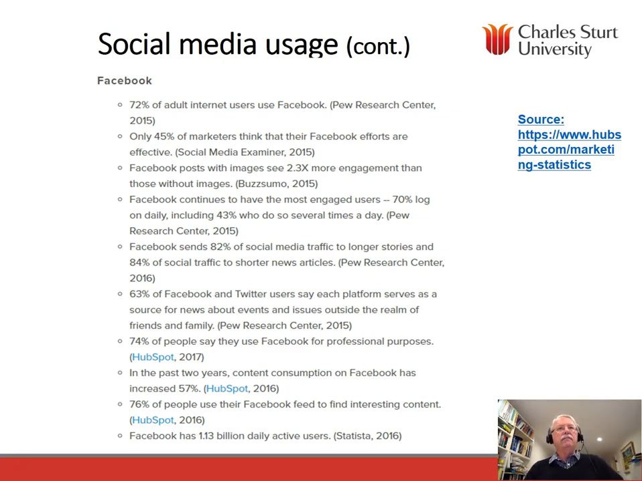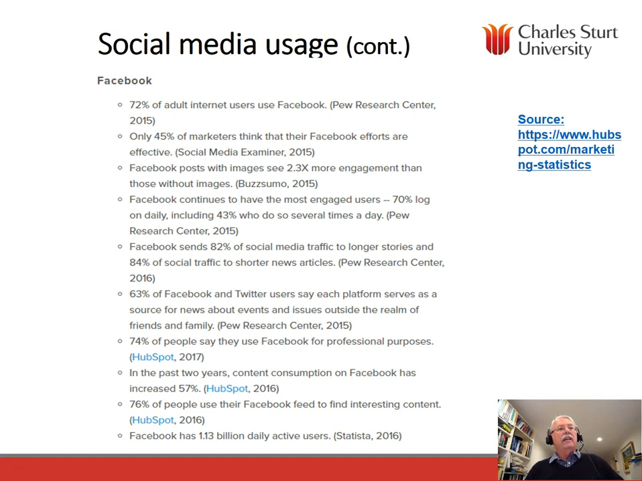Some of the major statistics from HubSpot for social media usage is, interestingly, that less than half of marketeers think that their Facebook efforts are effective. And I think these statistics are still relevant today as well. Some of the other facts are Facebook posts with images see 2.3 times more engagement than those without images. So the message here is include images with your Facebook post. It's also the most engaging of users, with 70% logging on daily, and nearly half using it several times a day.